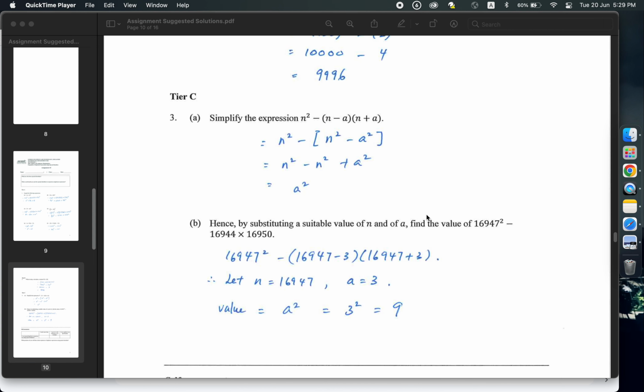And part B, again, using the same idea as 3a. The value of n is now 16947, because this portion here is just 16947 minus 3 times 16947 plus 3, as you can see. So we break it out this way. Now n is this value, a is this value, so the final answer is a squared, which is 3 squared, which is just 9.